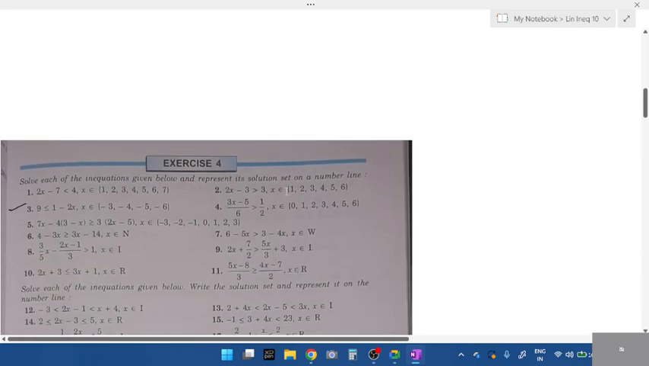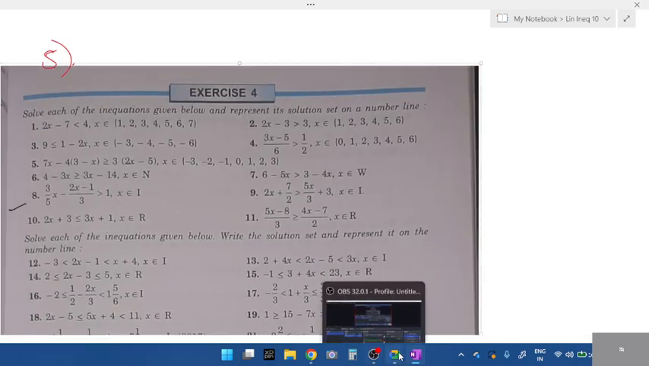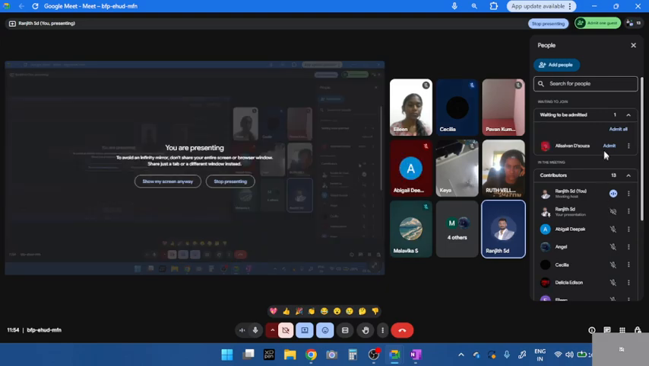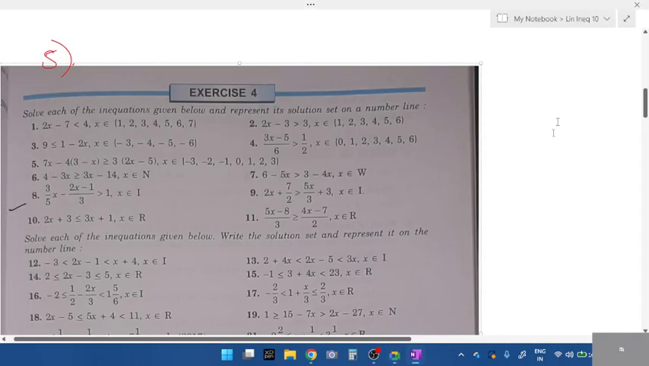Students, write the solution set, plot the number line. You all try the fifth question. Is the question visible? Try the fifth question, students.